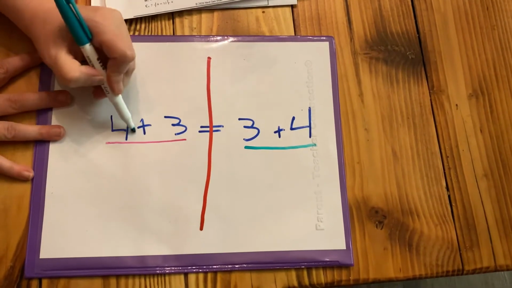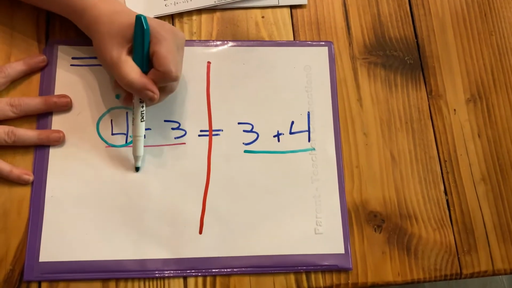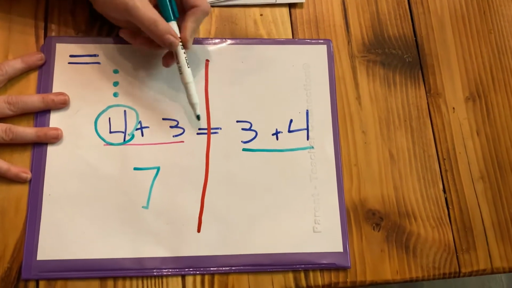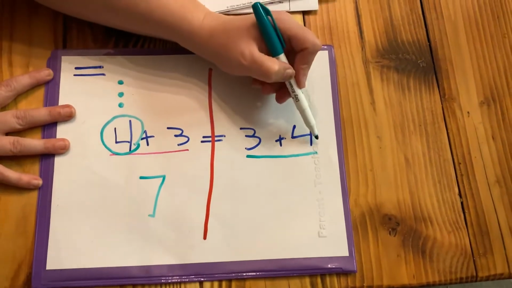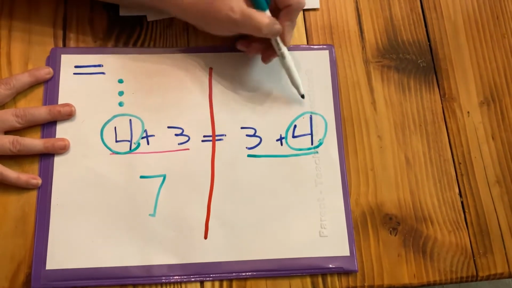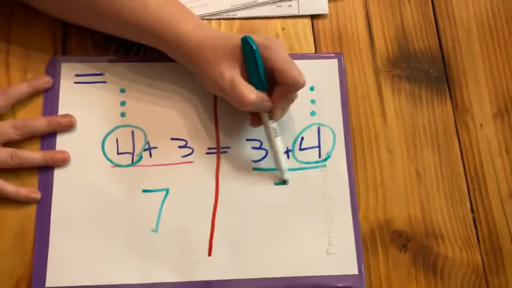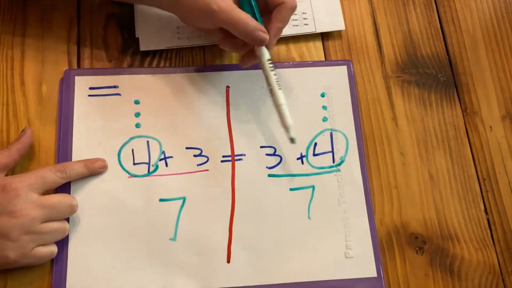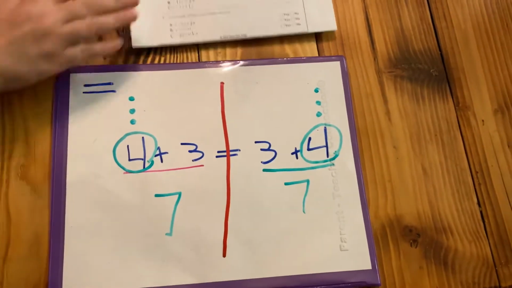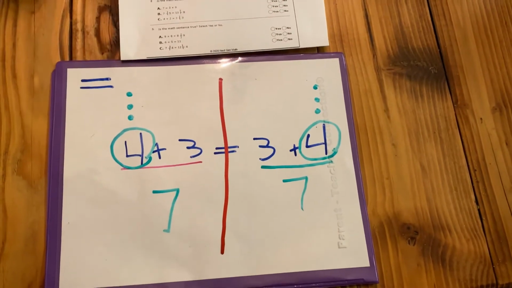So I'm going to circle my largest number, 4, 5, 6, 7. 4 plus 3 equals 7. Then I'm going to do the same thing on this side. Circle my largest number and add 3, 4, 5, 6, 7. So 4 plus 3 equals 3 plus 4. That is true. So I would come and I'm going to mark yes.